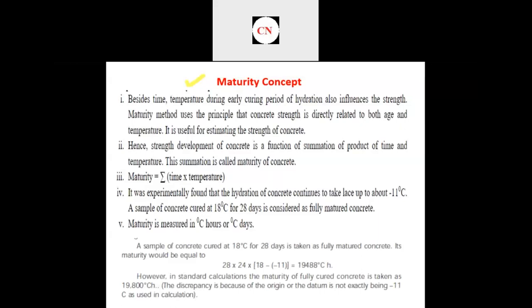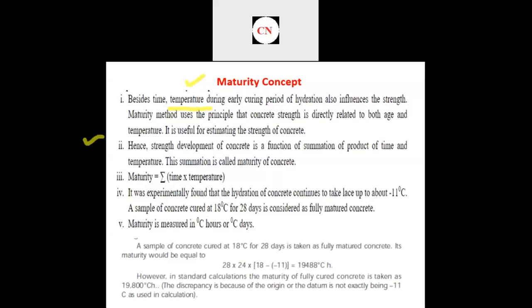However, it is not only the time. Besides time, temperature is also a very important factor, especially in the early stages of curing. So this will also influence the strength. Hence maturity is a parameter made by taking both the effect of time as well as temperature into account.